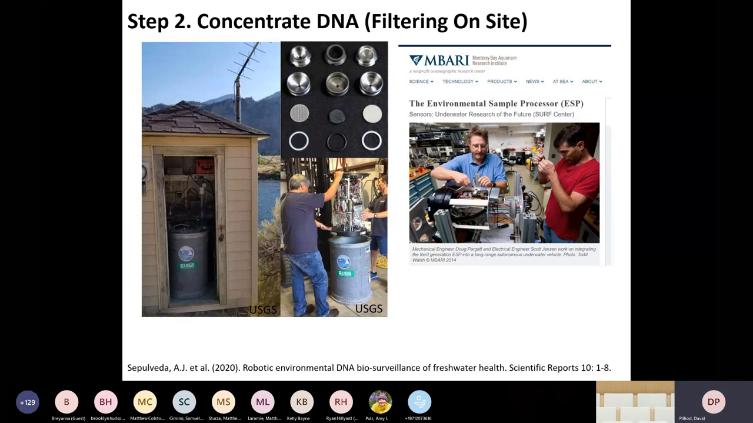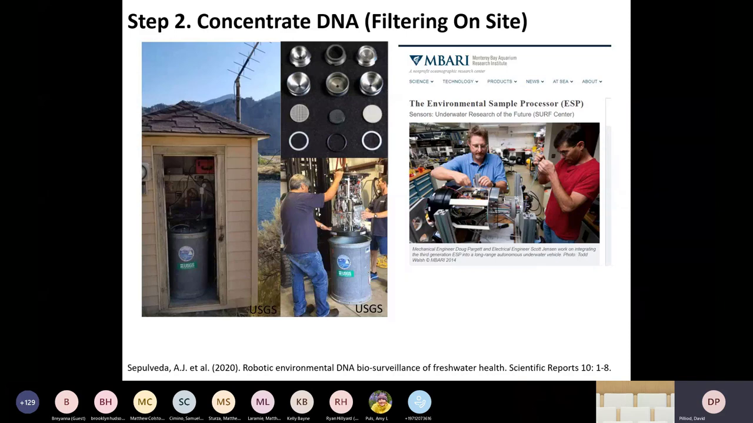Adam Sepulveda with USGS and colleagues recently published a paper comparing this robotic sampling approach to just doing field grabs at the same time in site. It looked like it worked really well. And now we're considering ways to integrate this into the USGS stream gauge system to use it as a possible way for early detection of invasive species. So this is just the frontier.